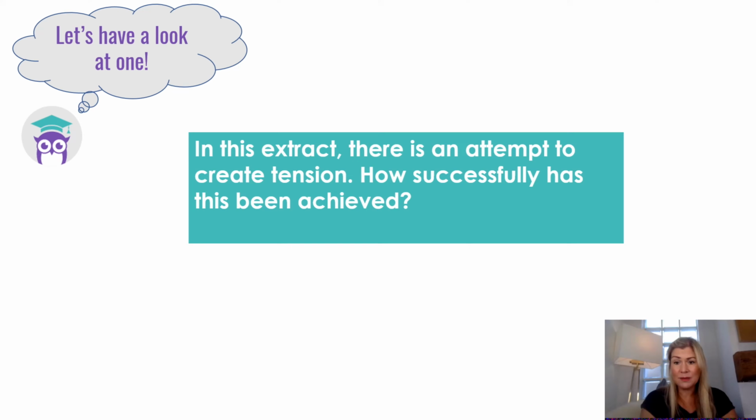So this is an example of a question. In this extract, there is an attempt to create tension. How successfully has this been achieved? Now, the extract that we are going to use, just like with my question 3 video and my walkthrough, I've not used a past paper. I've just made something up by using an extract of any 19th century text, obviously good ones. The one that we're going to be using is the opening scene from Great Expectations by Charles Dickens, where Pip is come upon by a criminal out in the marshes.